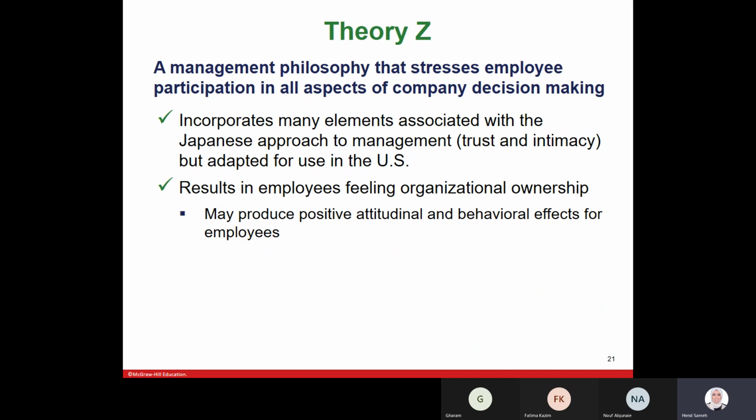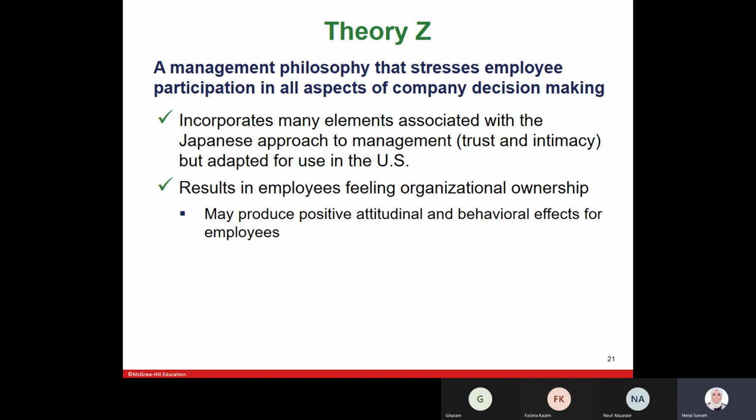Remember the free rein leader, different from the autocratic and democratic. The free rein leader puts the standards and the goals and then leaves the employees to find their way to achieve the objective. They can make decisions and work whenever and however they like to achieve their objective. We gave an example of it earlier. Anyway, this theory Z gives more freedom. It is a management philosophy that stresses employee participation in all aspects of company decision making.